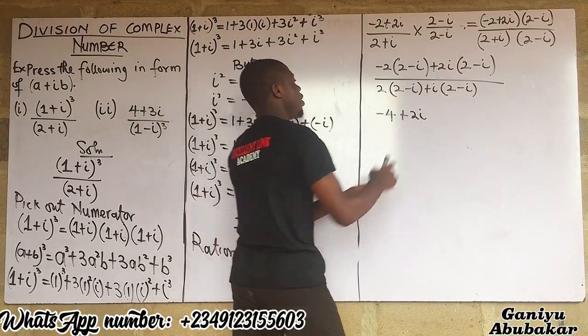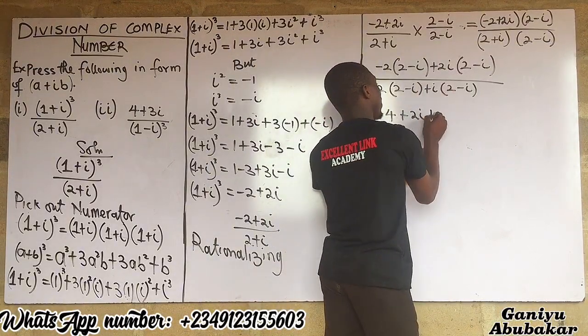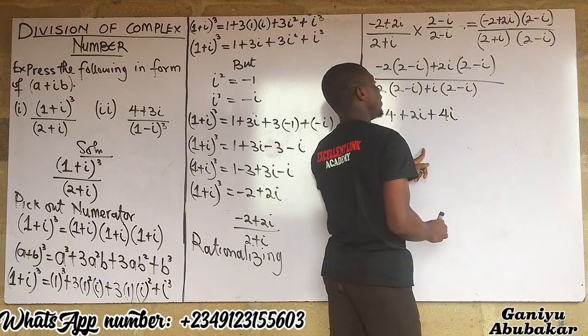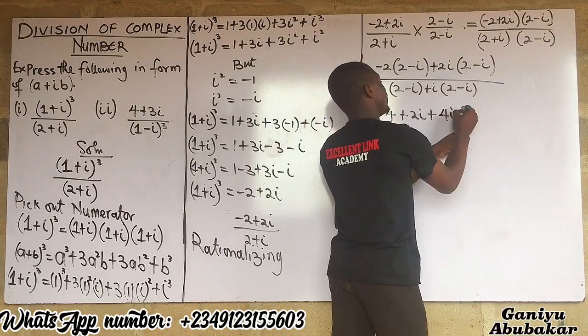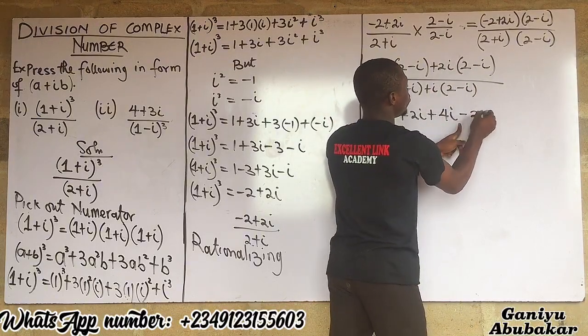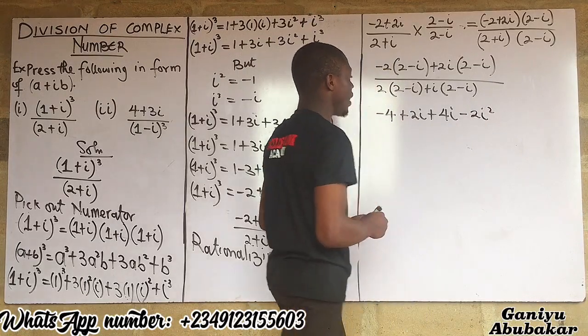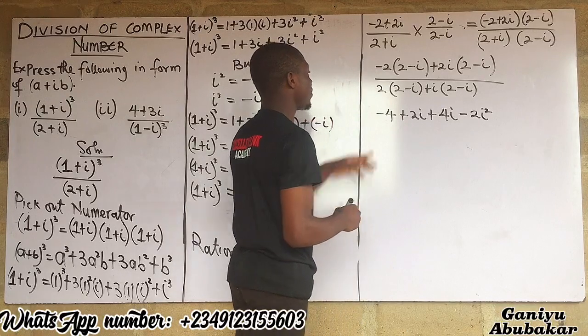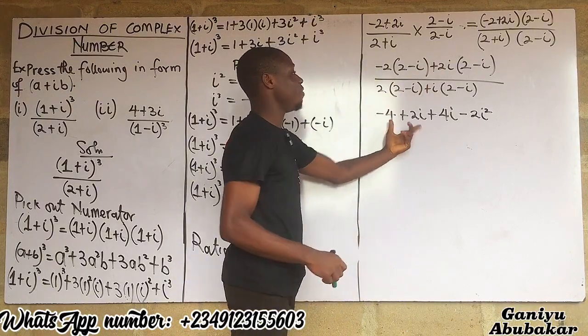Next up, I'm seeing a plus sign here. I'll have plus 2i times 2 will give 4i. Next up, plus minus will give minus. 2 times 2i times i will give 2i squared. That's the expansion for my numerator here, right? After expanding the numerator, I have this value here.